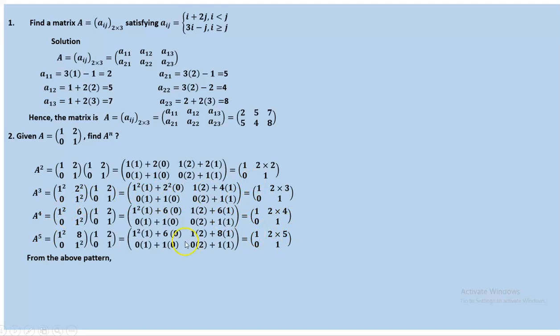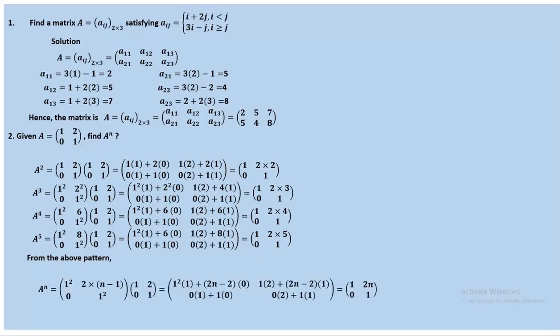For instance, had you been asked to find a to the power of 6, what can you say? Had you been asked to find a to the power of 6, this would have been what, students? You see, a matrix with entries, let me just read in raw form, 1, 2 times 6, 0, and 1 can come. So from this pattern, one can easily conclude that a to the power of n will have this kind of form.